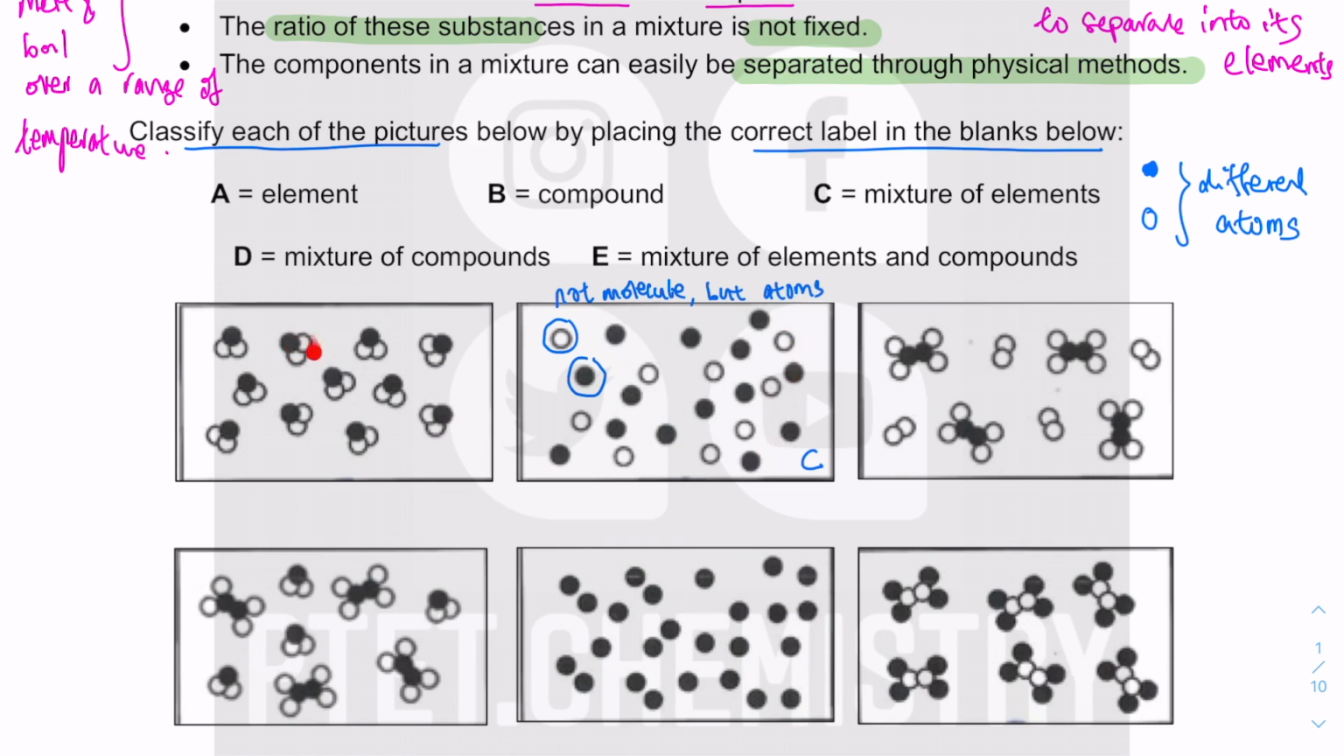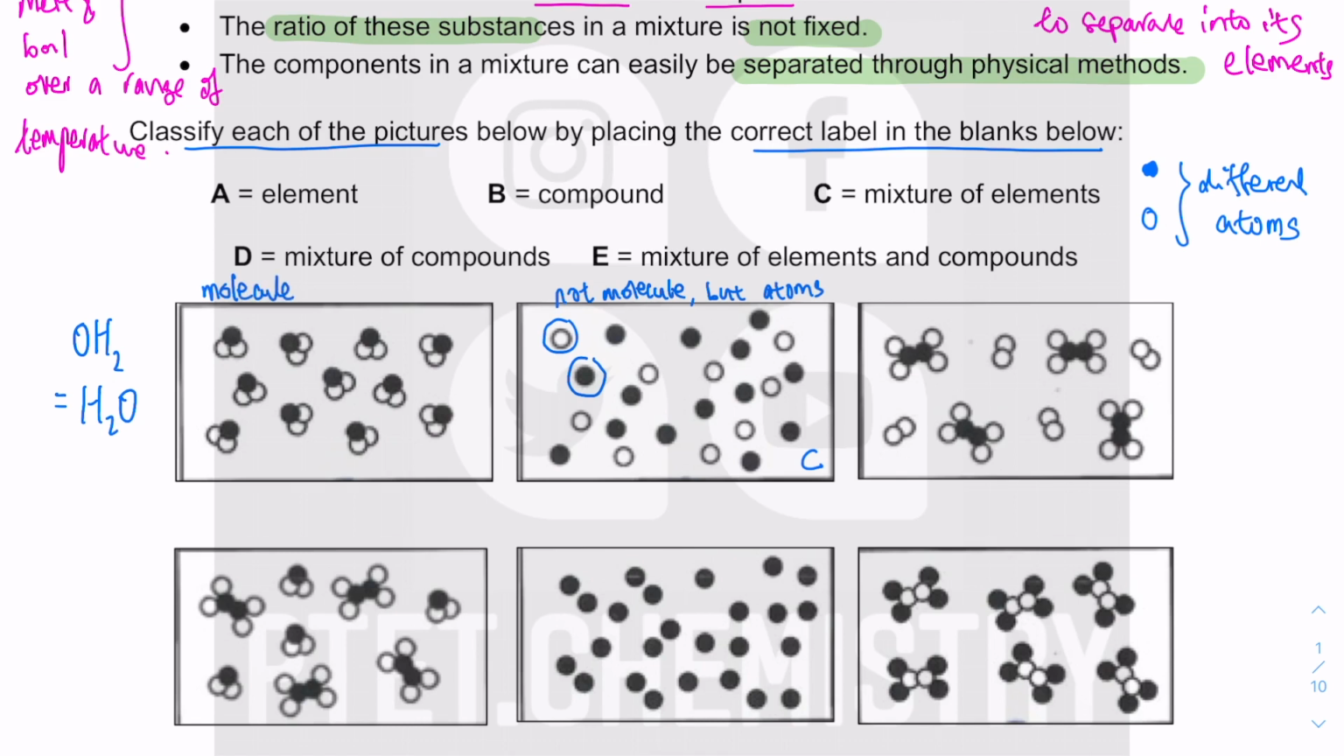This is a molecule, but it's also a compound because it's made out of two or more different elements chemically bonded together. One black, two white. So this black one can be like oxygen, and then the white one is two hydrogen, which is the same as H2O. Two hydrogen, one oxygen, two white, one black. So it's a compound, but it's also a molecule.